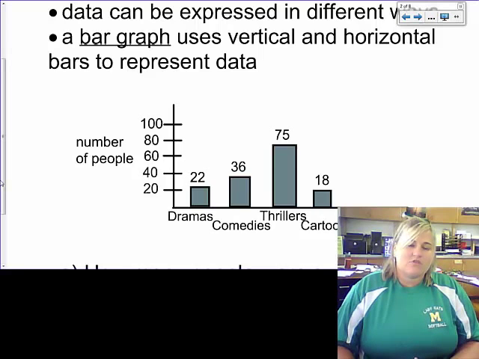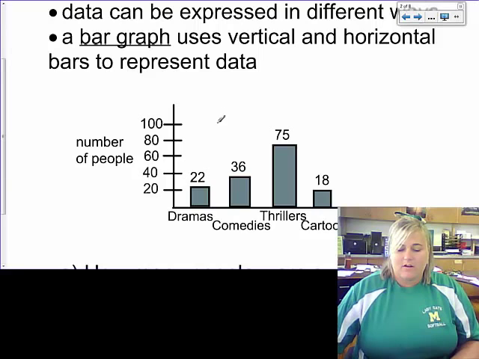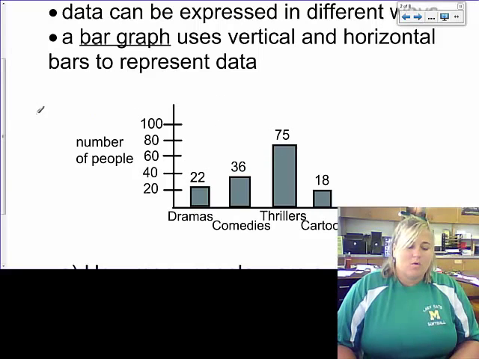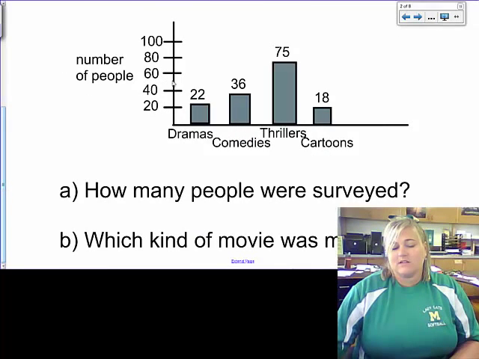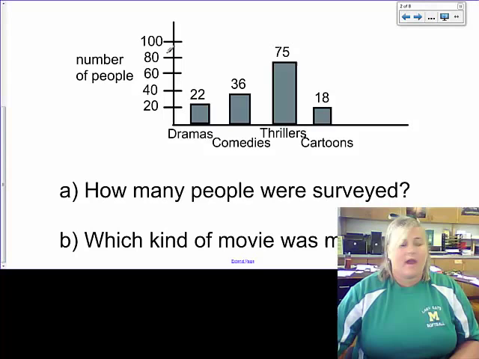A bar graph can either show vertical bars, which are like these bars that we have right here going up and down, which is vertical, or it could be horizontal. They could have shown the exact same thing and had the bars coming out from the y-axis.